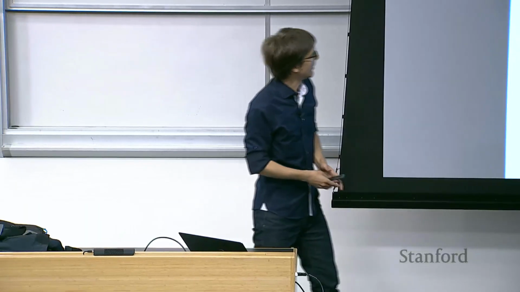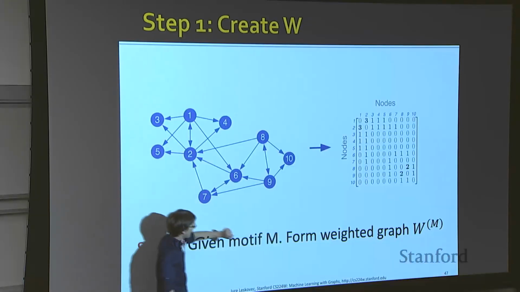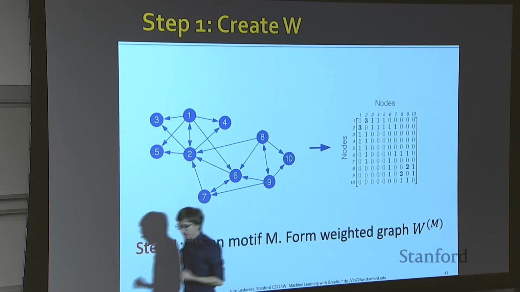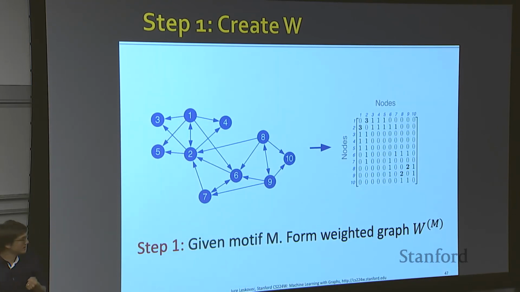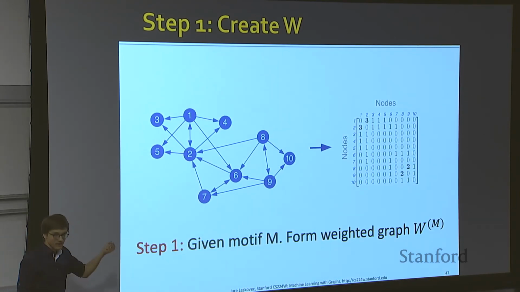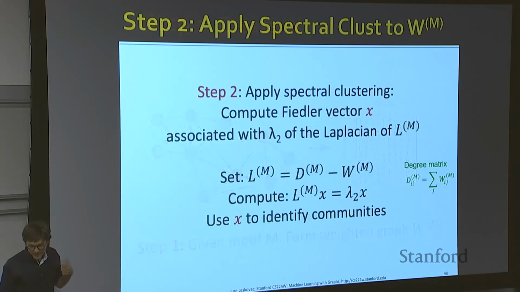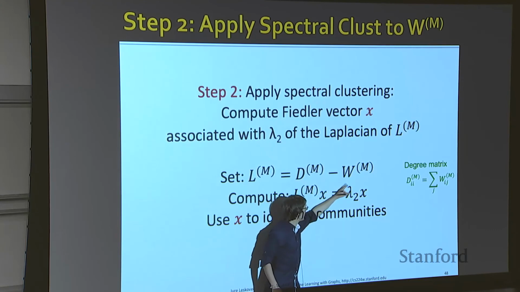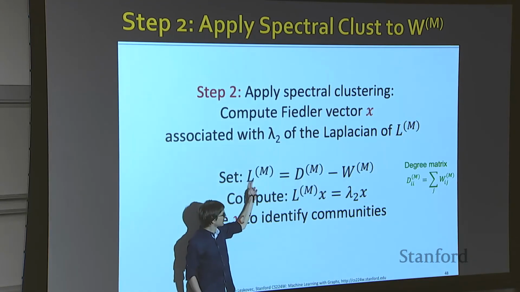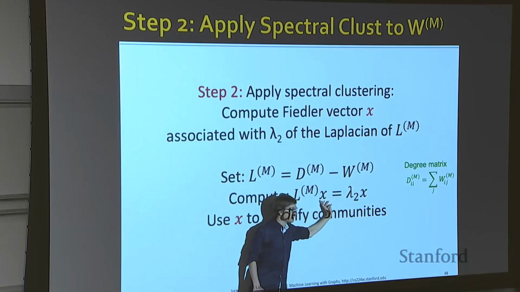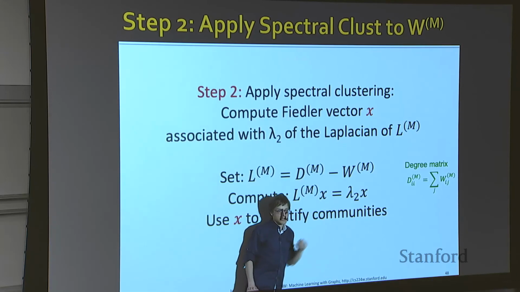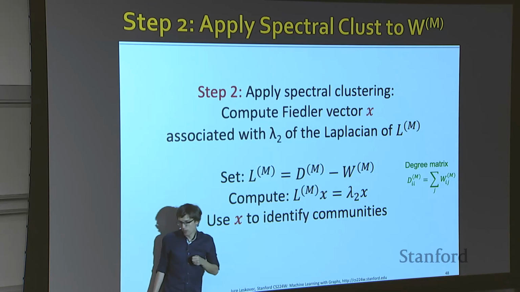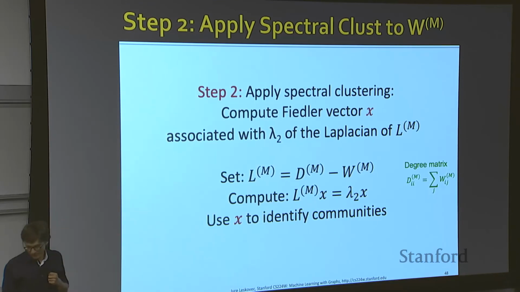This means the following. In the first step, given the graph, I form this weighted matrix W. Now, given this weighted matrix W, I can think of it as a weighted graph. I basically create the graph Laplacian, right? Here's my W, the degree matrix. I create the graph Laplacian and find the vector X that corresponds to the second smallest eigenvalue of this graph Laplacian. And now this X will reveal communities to me.